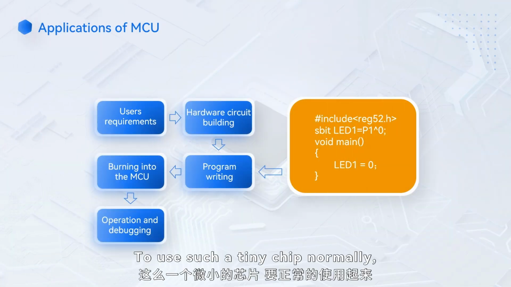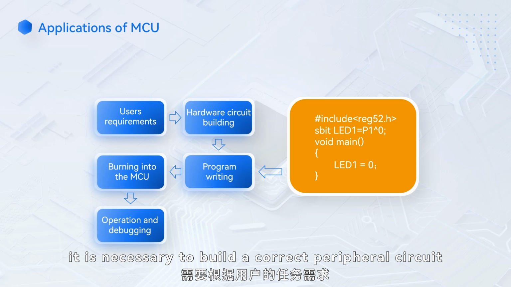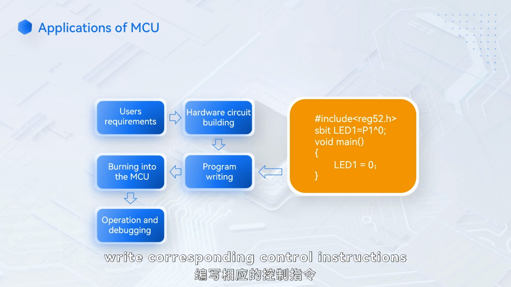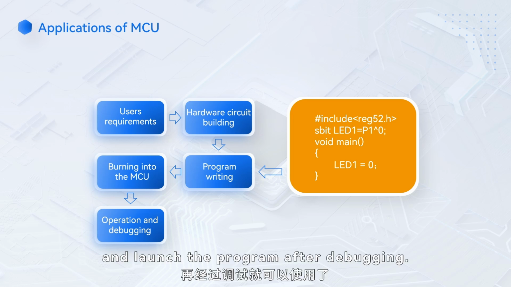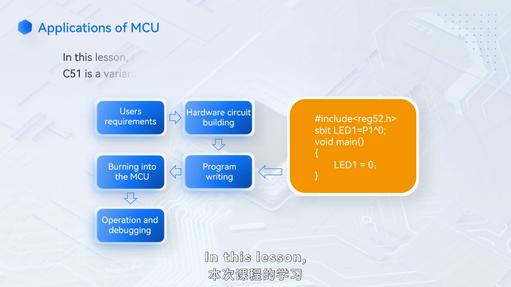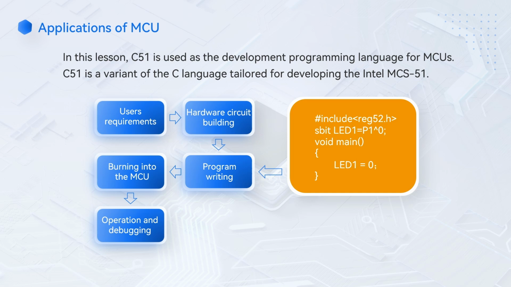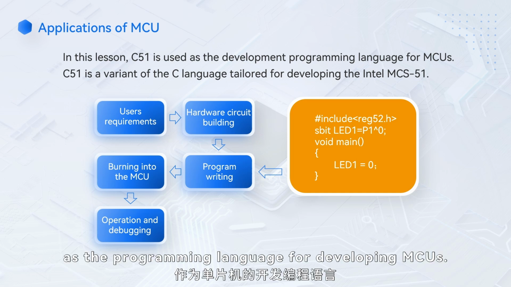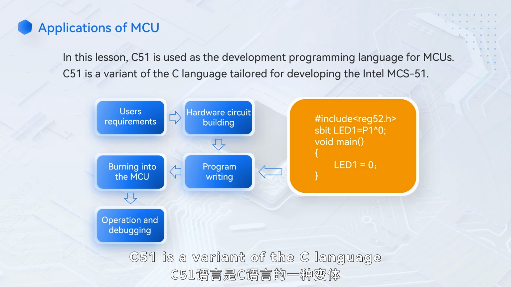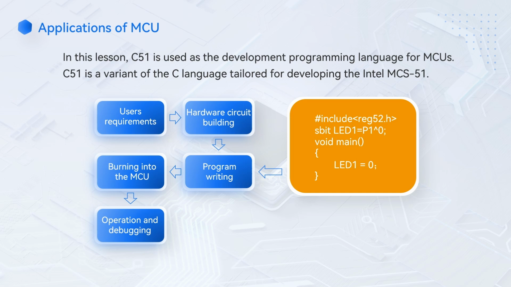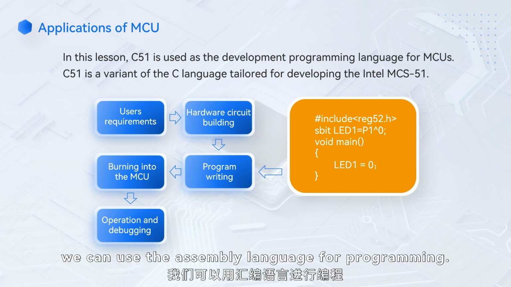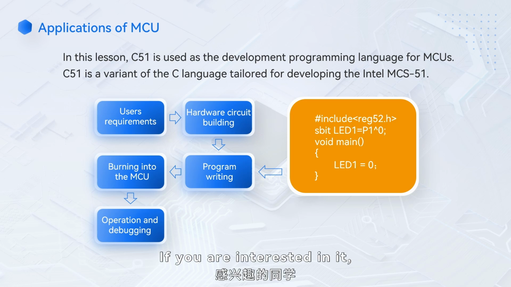To use such a tiny chip normally, it is necessary to build a correct peripheral circuit according to user requirements, write corresponding control instructions in a program, burn the program into the MCU, and launch the program after debugging. In this lesson, we are going to use C51 as the programming language for developing MCUs. C51 is a variant of the C language tailored for developing the Intel MCS51. In addition, we can use the assembly language for programming. If you are interested in it, explore it in your spare time.